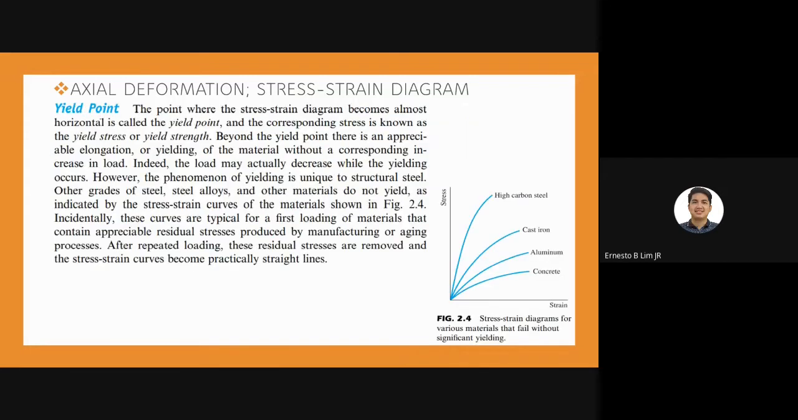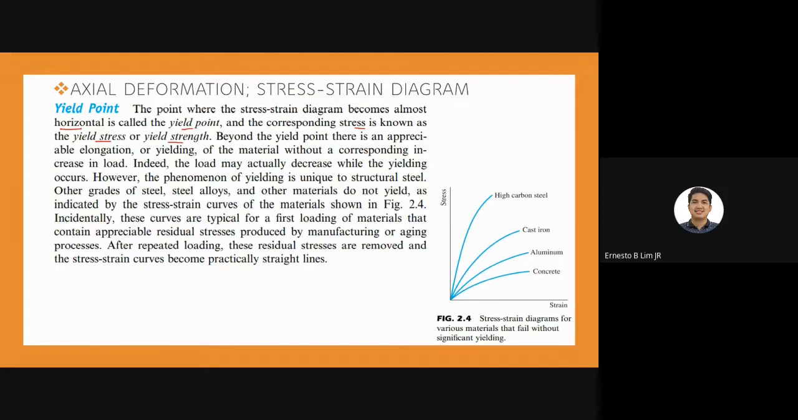And then the third point would be the yield point. This is the point where the stress strain diagram becomes almost horizontal and is called the yield point. The corresponding stress is known as the yield stress or yield strength. Beyond the yield point, there is an appreciable elongation or yielding of the material without a corresponding increase in load. Indeed, the load may actually decrease while the yielding occurs.